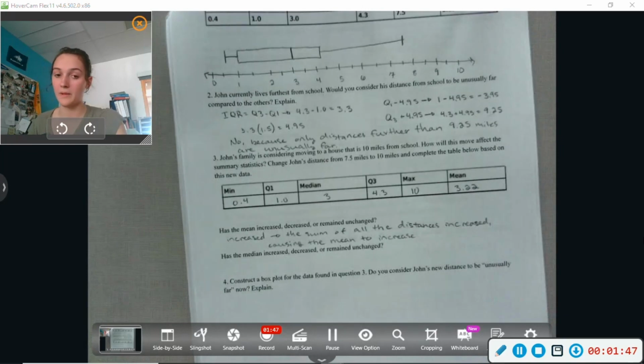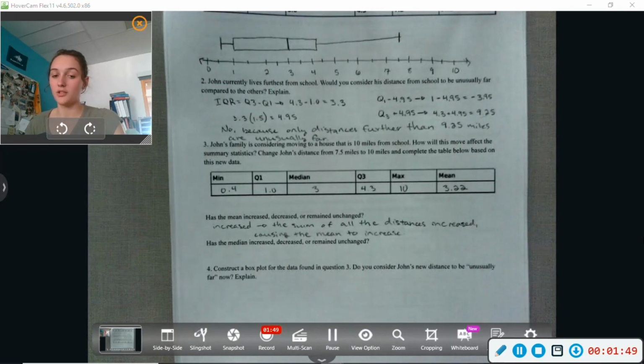Okay. Now, has the median increased, decreased, or remained unchanged? It's remained unchanged, right? Because we didn't actually change anything. We didn't change the number of entries that we had, and so if we were to cross them out on each end, we'd still end up with 3 as our center.